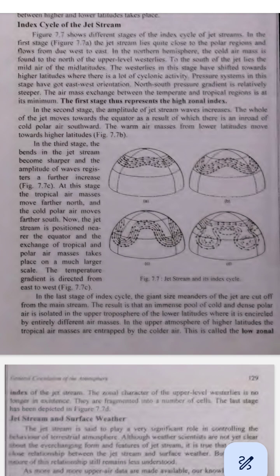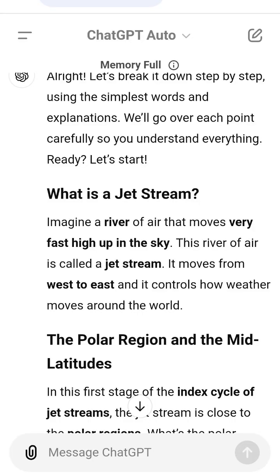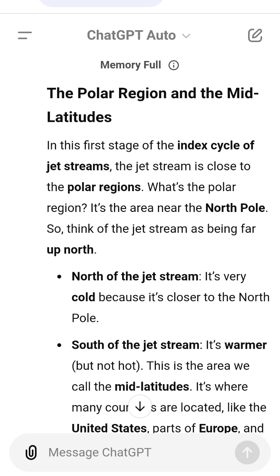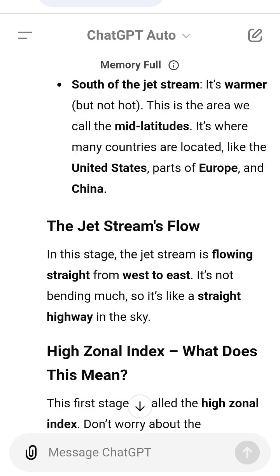What happens in the last stage? In this stage, the jet stream has giant bends, called meanders. These bends are so big that parts of the jet stream break off from the main stream. Here's what happens. 1. A large pool of cold polar air gets stuck in the lower latitudes, warmer areas, far from the poles.